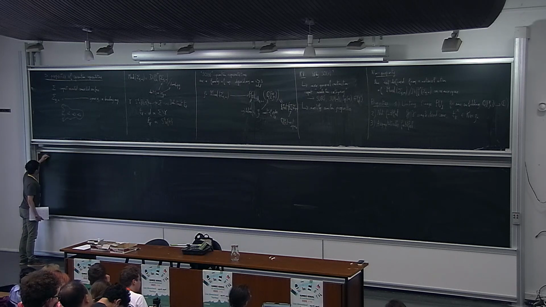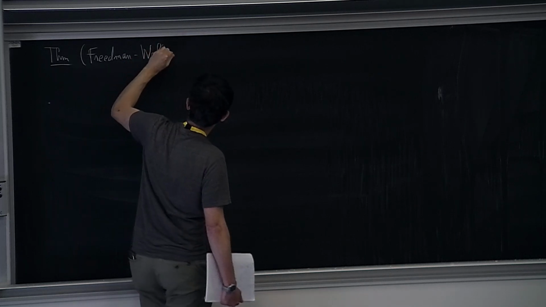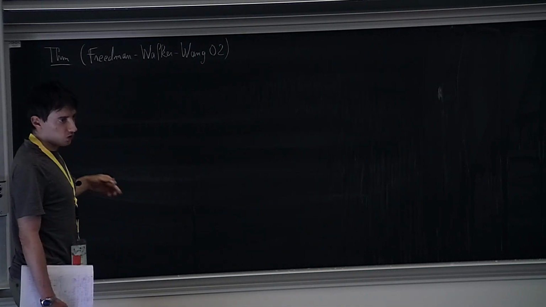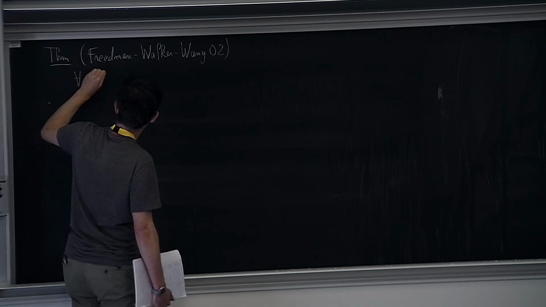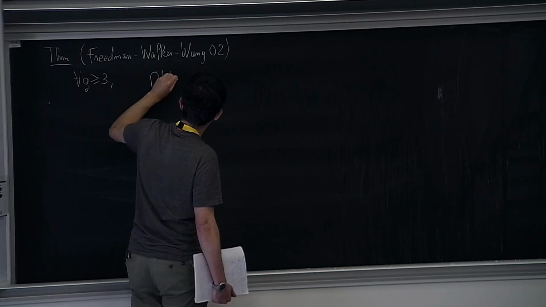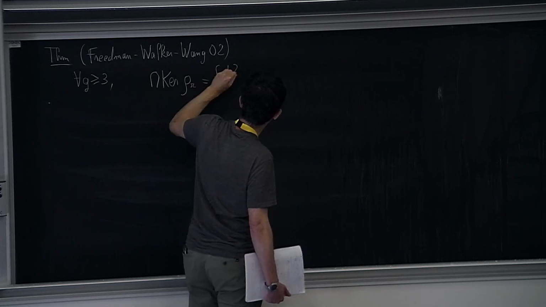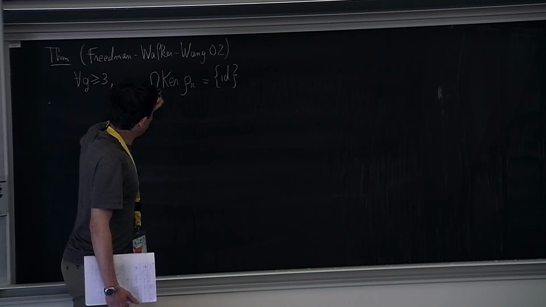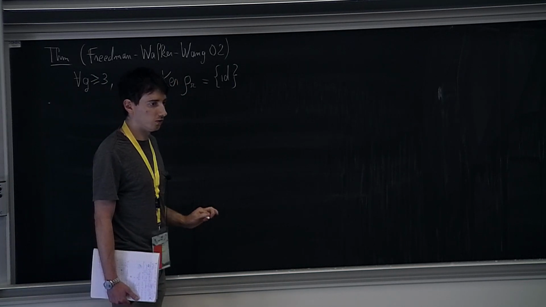You have a theorem which was proved by Freedman, Walker, and Wang, and which I will, for simplicity, only state for closed surfaces. So for, let's say, G at least 3, the intersection of the kernels of rho R is just the identity. So you take all the intersection of all the kernels of those representations, then you will get only the identity.